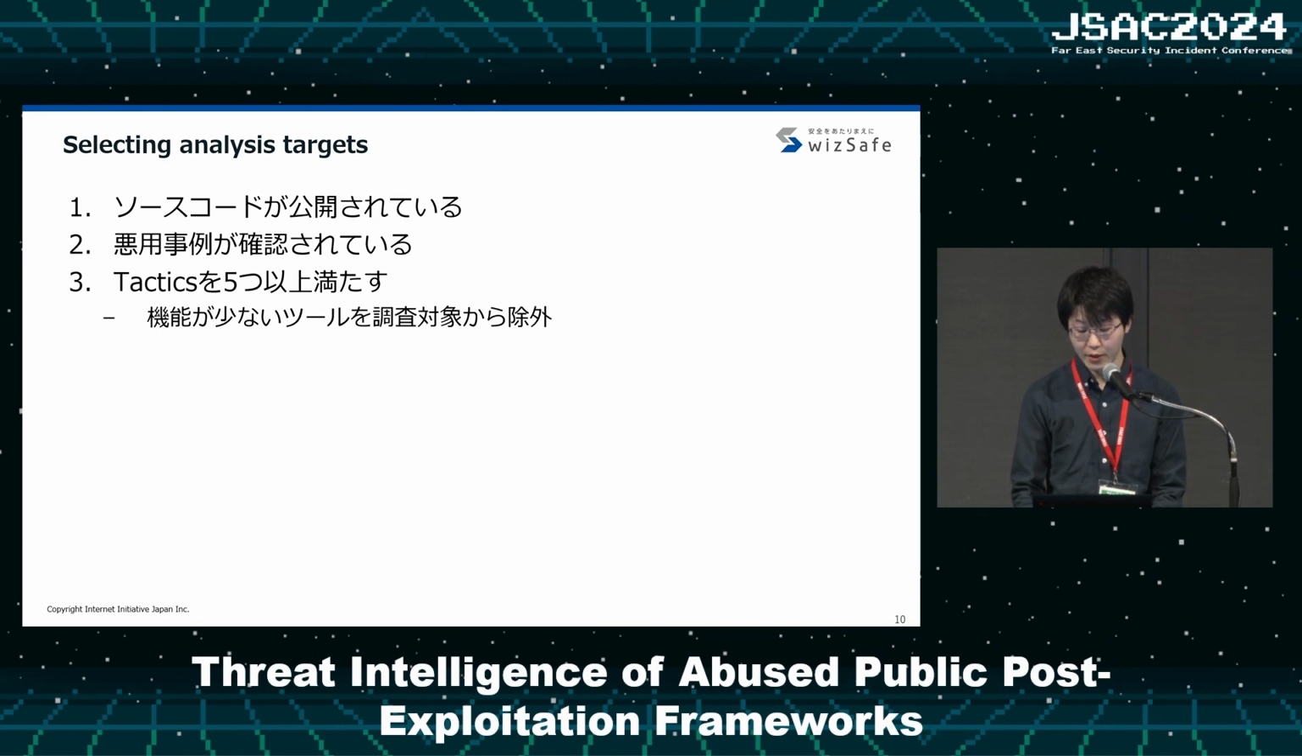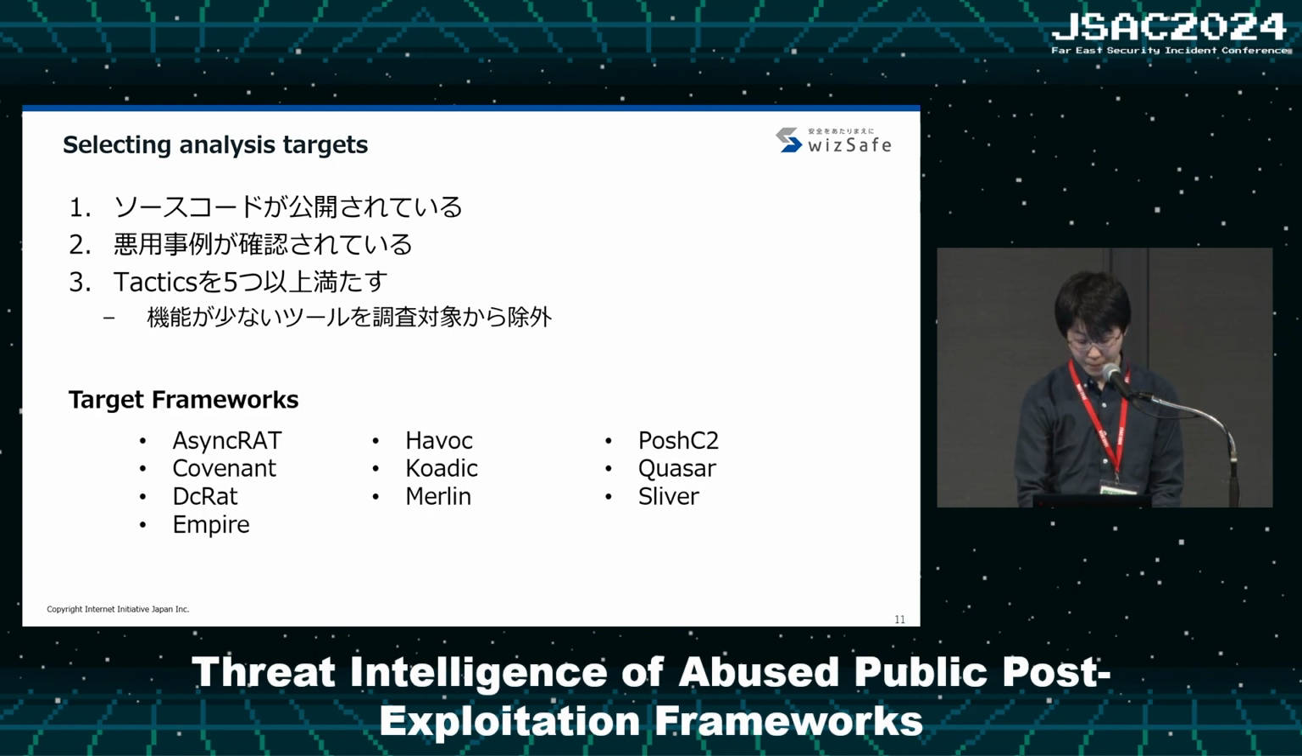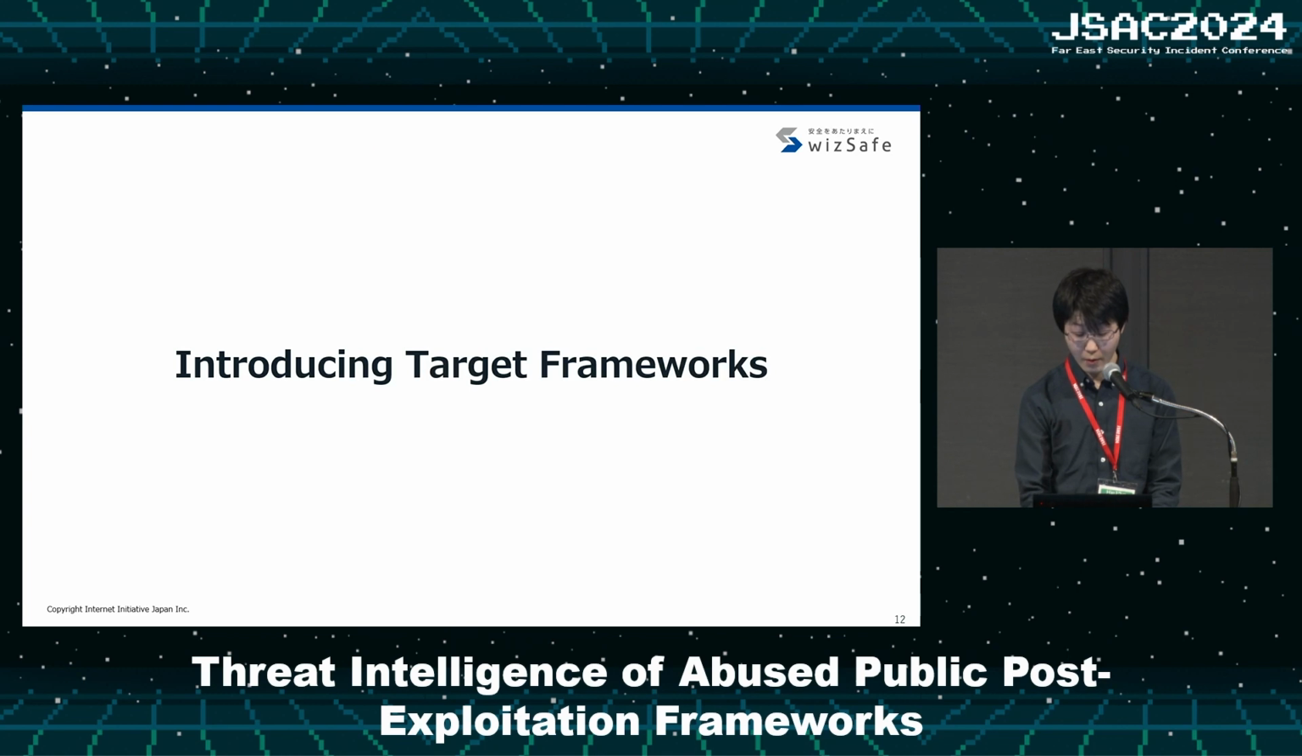Next, we have chosen the frameworks based on these conditions. Number one, the source code is open. Number two, malicious examples and activity are confirmed. And last of all, more than 5 tactics are fulfilled. As a result, these 10 frameworks were chosen. Looking at this, there are familiar frameworks like Empire, but also Cursor, a remote access tool, and derivatives of Cursor, and also Havoc and Sliver, which appear in reports as replacements for Cobalt Strike.